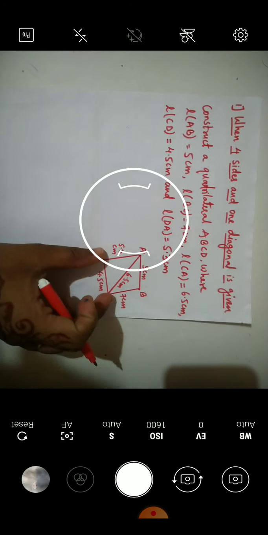Now by looking at this rough diagram, you need to construct the quadrilateral. We will always start from the base. As you can see here, the base is CD, which is 4.5 centimeters. So I will draw a segment of 4.5 centimeters here.